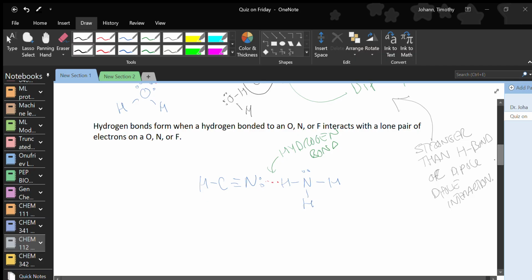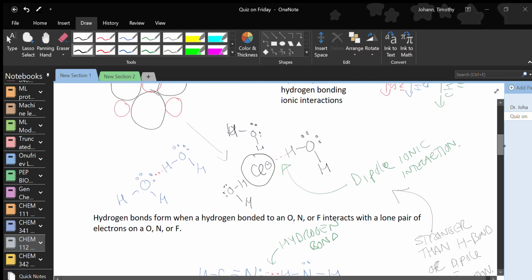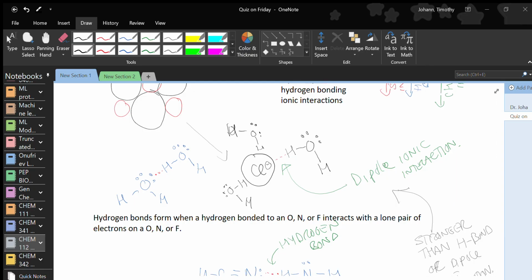Yeah, so the question is, what would I call this? I could call this a dipole ion interaction, or dipole ionic interaction, which is what your book likes. I would accept hydrogen bond ionic interaction. Okay, does that answer the question?